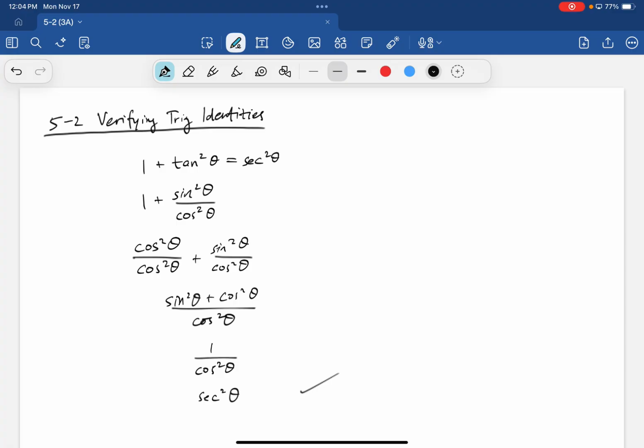Okay? So at this juncture, we also have to say something, which is that there are some things that are illegal when verifying identities. So one thing that's illegal is multiplying both sides by something. Okay, so let's say we were doing this. We started from that, and then we maybe convert it to this. So far, so good. We just rewrote tangent and secant in terms of sine and cosine. What would be illegal is if we multiply both sides by cosine.